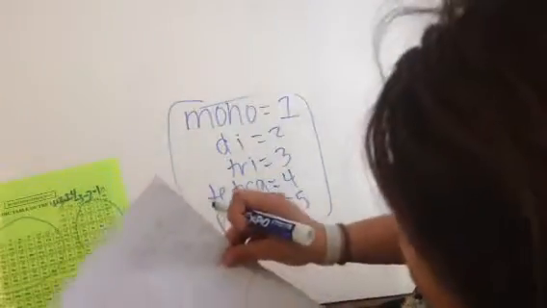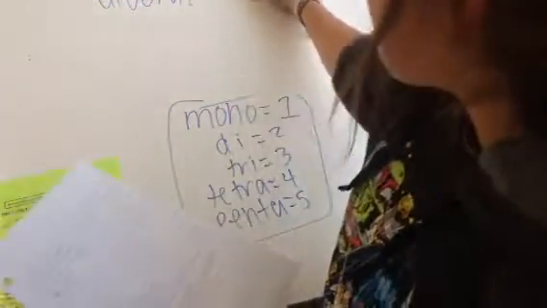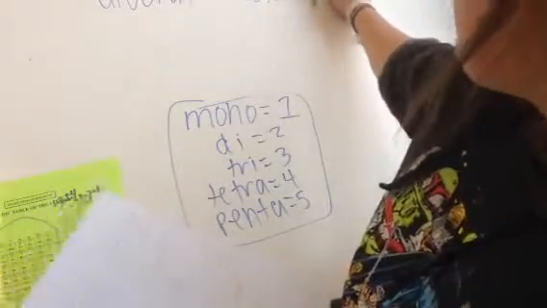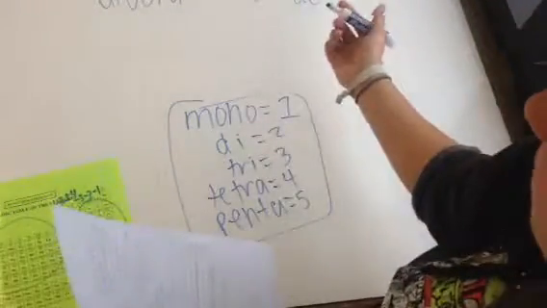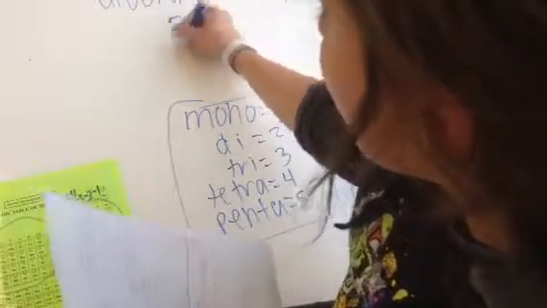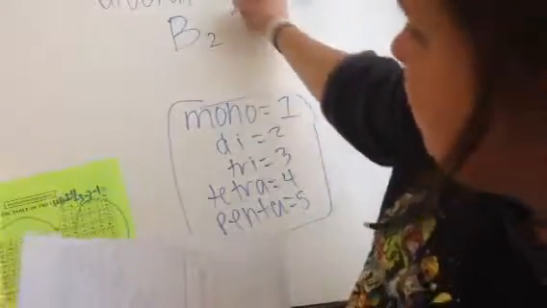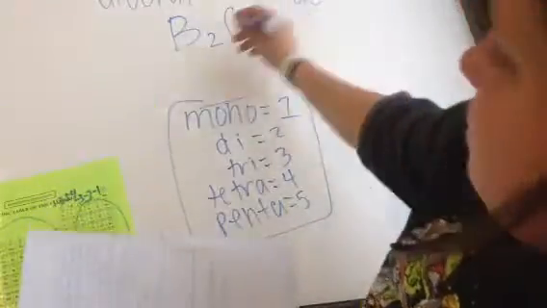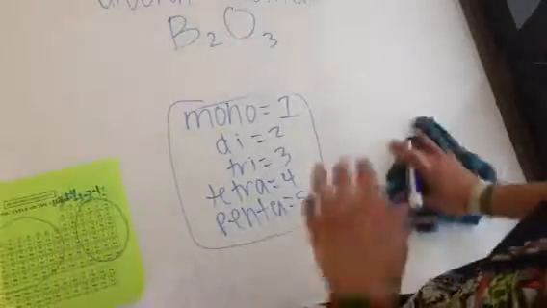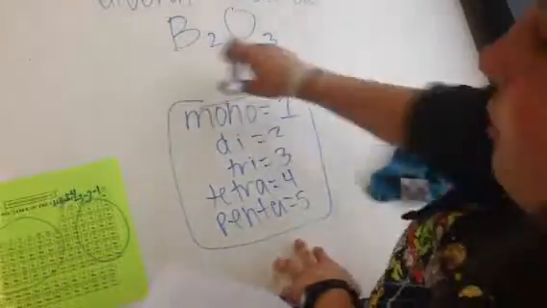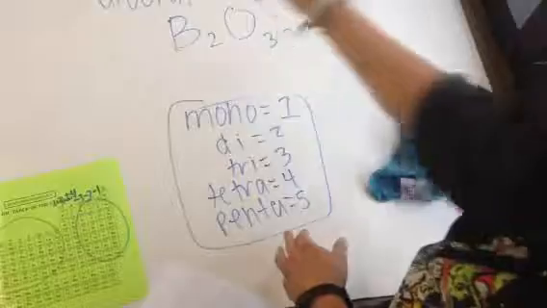Now if you're going the other way from a name to a formula, say you're given diboron trioxide. You just look for what elements you have and then make them subscripts. So boron has di, so that's going to be 2, and oxide is oxygen, 3. So B2O3. No balancing charges needed or anything like that. You just take the prefixes and make them subscripts.